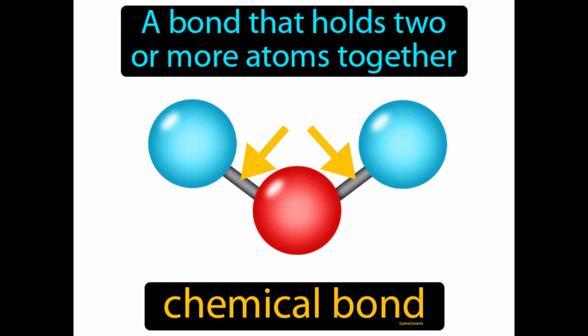A bond that holds two or more atoms together. Chemical bond. A chemical bond is a connection between atoms, allowing them to form compounds.